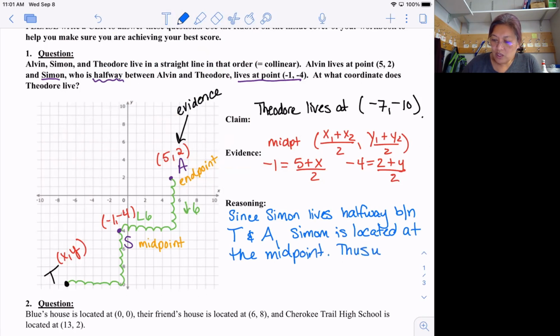Thus, we found the second endpoint. This would be a perfectly acceptable 5. I tell you now, one of the things that's crucial in this is making sure that we use the vocabulary that's attached to the math.